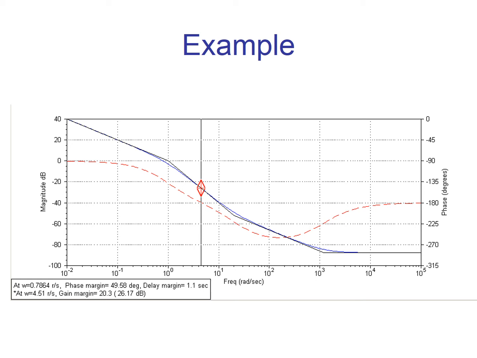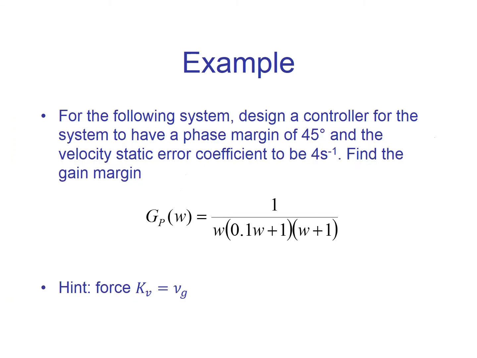at this frequency, 0.78 radians per second, we have a phase margin of 49.58 degrees, and at this other frequency, 4.51, we have the gain margin of 26.17 decibels. We're not going to see this delay margin, okay? Problem, remember? So we need Kv to be 4.